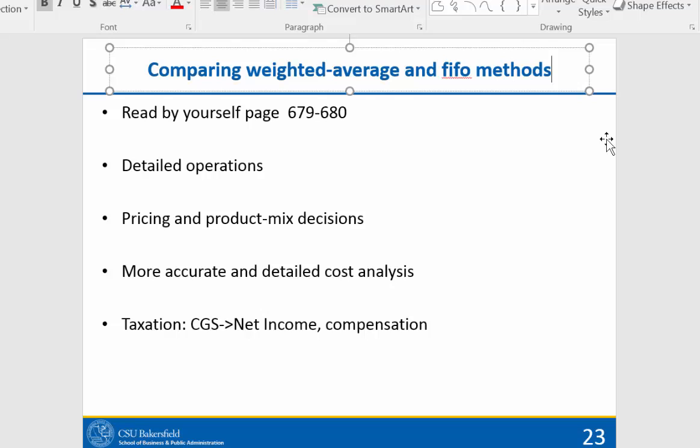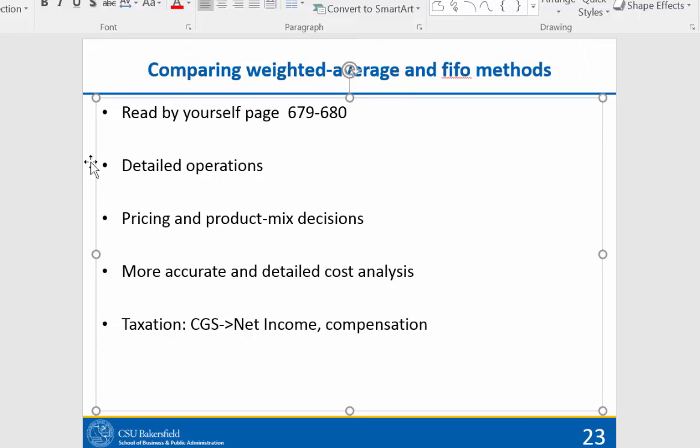So why we want to compare these two measures, and also which one we should use. So weighted average is less detailed. If you want detailed operations, I think FIFO is a lot better, because you're going to keep track of the first in, first out, last in, last out, all these units, right? So basically, if you want detailed operations and you want to price every product correctly, the FIFO method is highly recommended. And also the weighted average and the FIFO methods will affect pricing decisions and product mix decisions very differently. So you can use either one of them to help you make the correct decision. The FIFO method is absolutely more accurate and gives more detailed cost analysis. So definitely it is highly recommended.